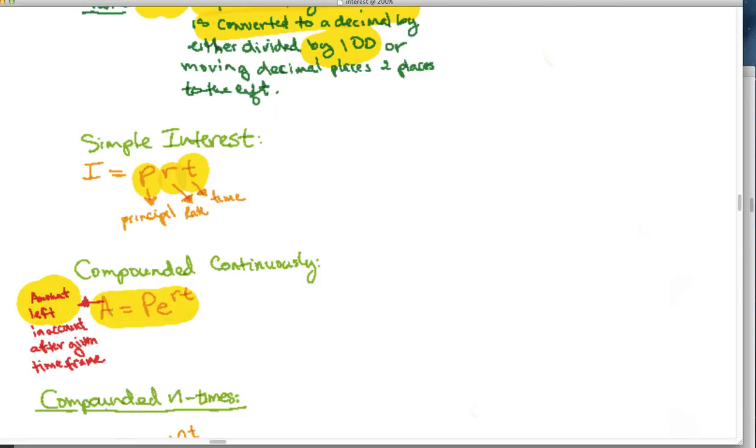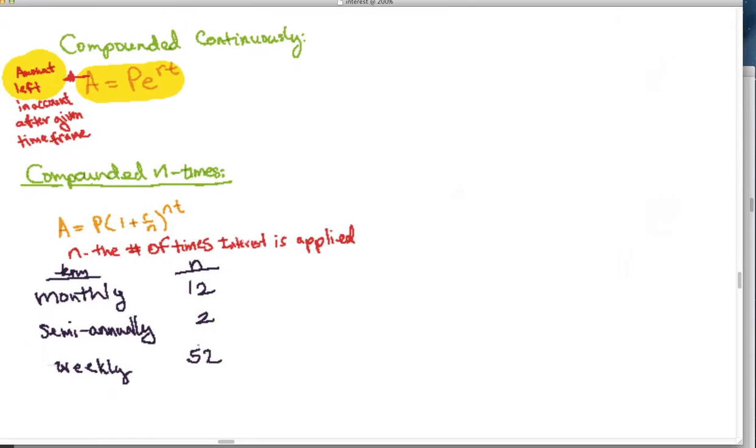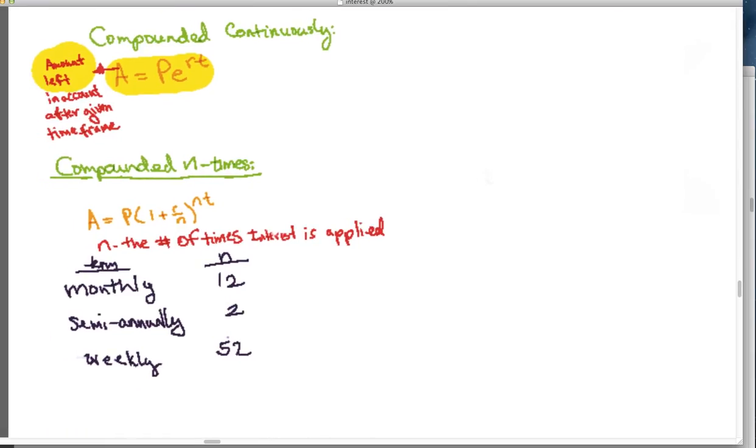Now, if it's not compounded continuously, let's say it's annually or semi-annually, for instance, in this case you would use this formula here, where P is still the principal, r is still the rate, n, however, is going to be the number of times it's compounded annually. So semi-annually means we do it twice a year. Monthly would be 12 times a year, weekly 52. So just figure out how many of those time periods there are in a year and then go from there, okay? And all you really do with these is plug and chug.